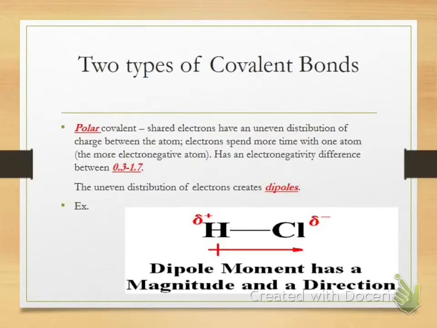So the uneven distribution creates these dipoles. So what happens is hydrogen has a lower electronegativity. It doesn't get the electron very much. So it has a slightly positive side to it. Because the electron spends more time with the chlorine, chlorine has a slightly negative, okay?